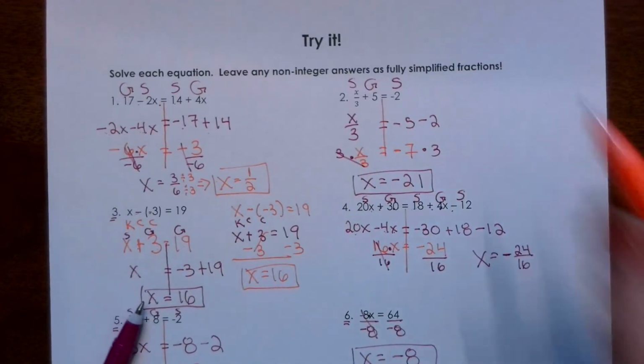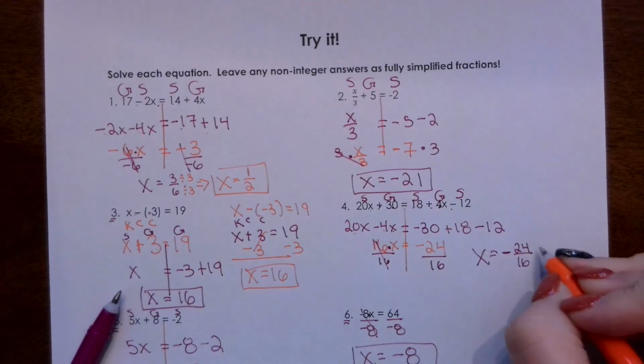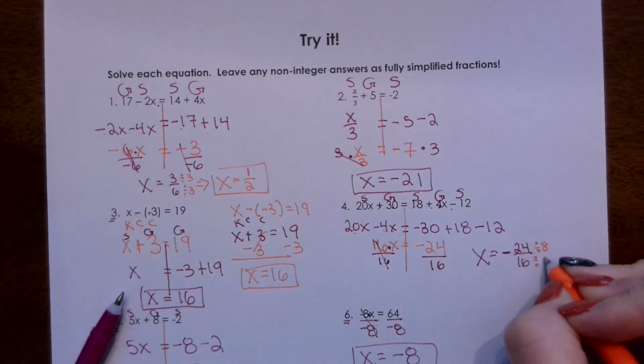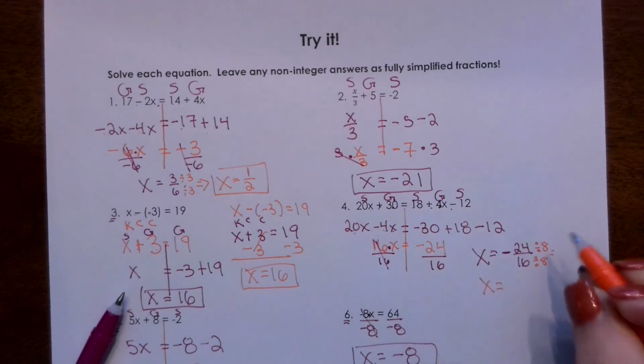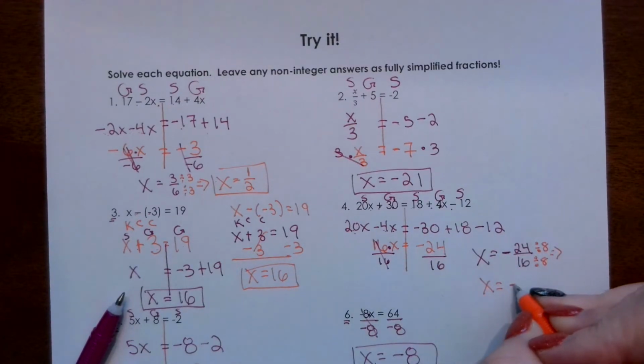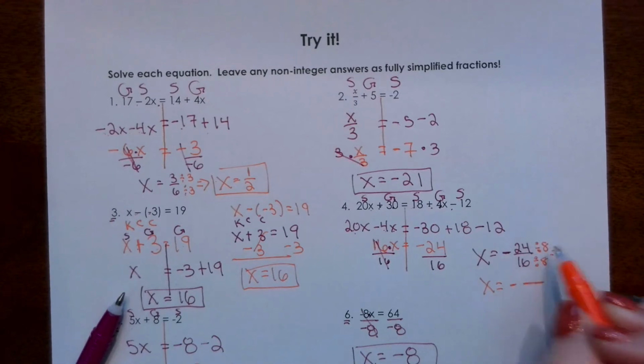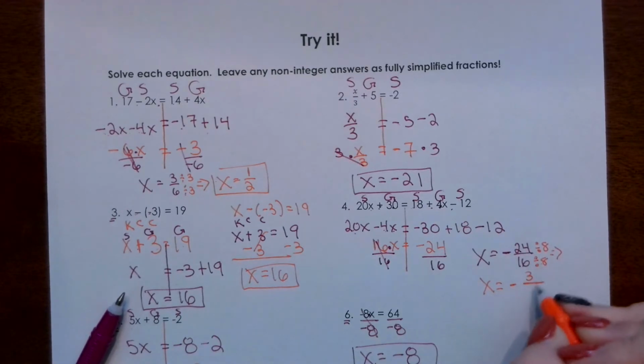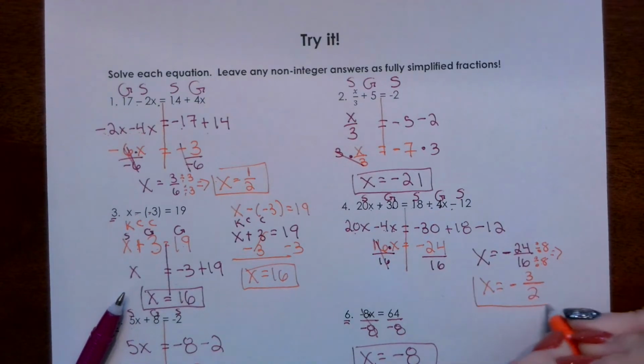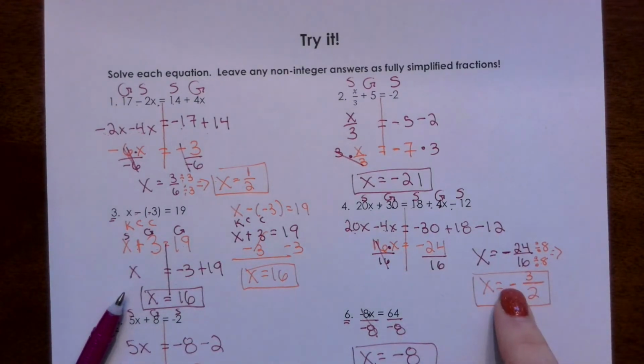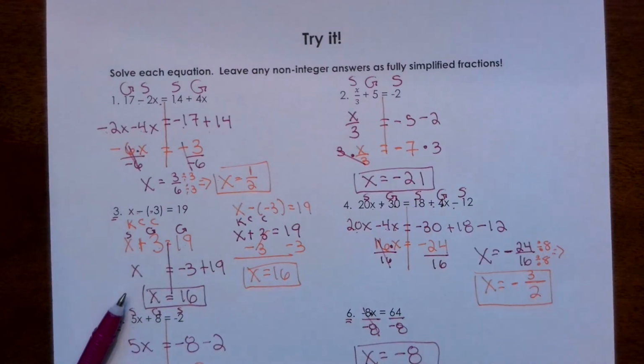But I do have to simplify my fraction. 8 goes into 24 and 16. So x is going to equal negative, of course, because it's a negative fraction, 24 divided by 8, which is 3, and 16 divided by 8, which is 2. Please note that you might not have necessarily known that 8 goes into both 24 and 16. Maybe you're going to start with 2, and you'll simplify down because 24 and 16 are even numbers. As long as you get to fully simplified, you can go about simplifying your fractions different ways.